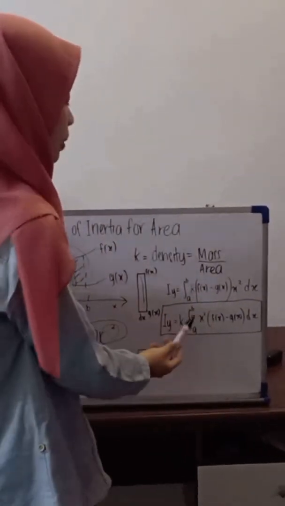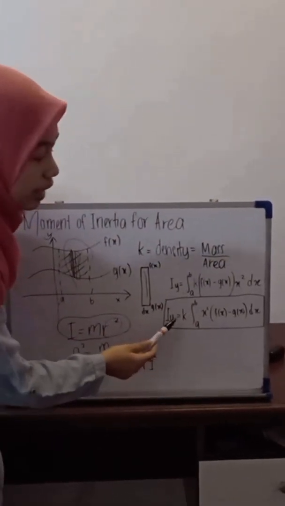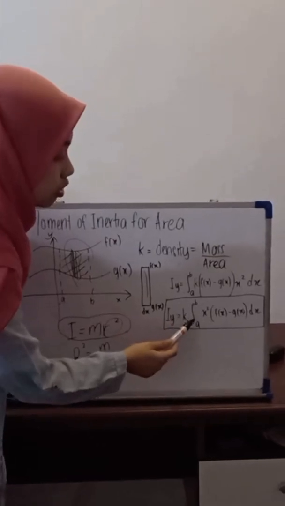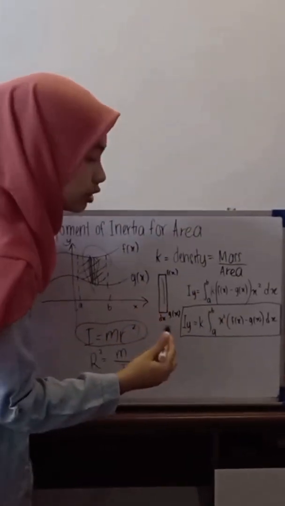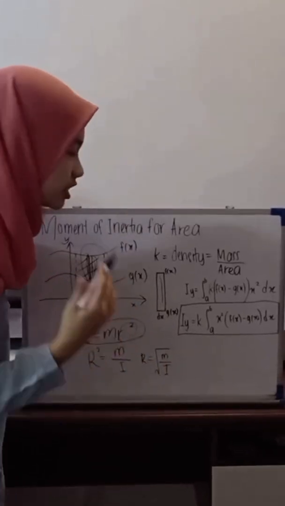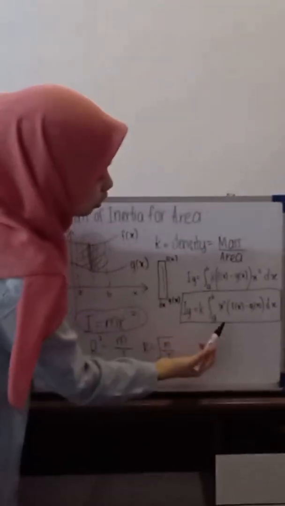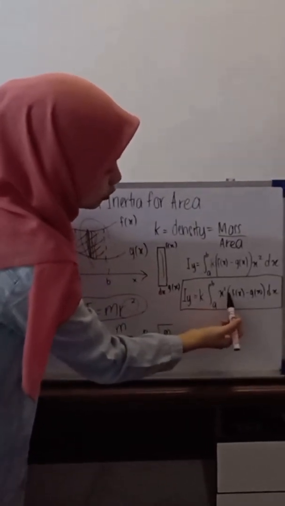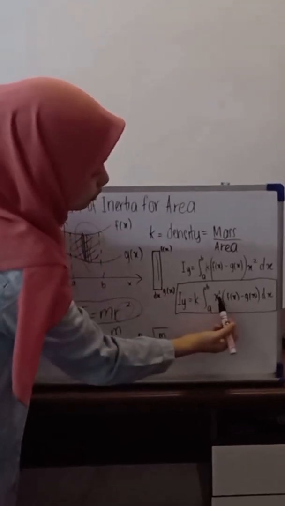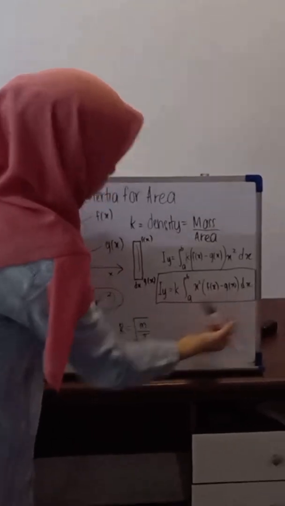And then if we simplify it, the moment of inertia about the y-axis is equal to k, which is a constant. We need to put it outside of the integration to make it much easier to calculate. And then we can also compute x squared, which will be inside, and then we can get f(x) minus g(x).